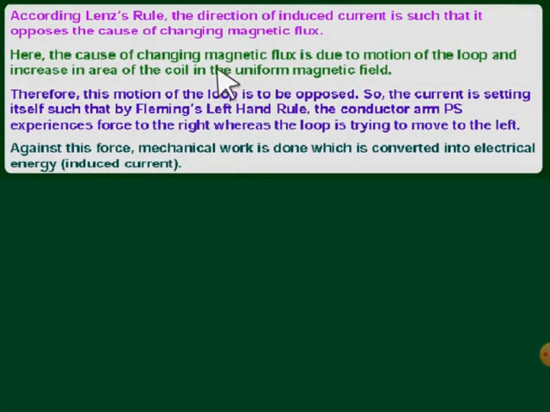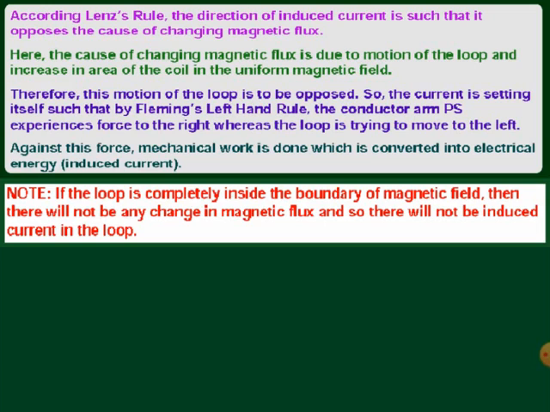Here the cause of the change of magnetic flux is the motion of the loop and the increase in the area of the coil in the neighboring magnetic field. Therefore, this motion of the loop is to be opposed as per Lenz's law. So the current sets itself such that, by Fleming's left hand rule, the conductor arm PS experiences a force to the right, whereas the loop is trying to move to the left. Against this force, mechanical work is done, which is converted into electrical energy. Got it?